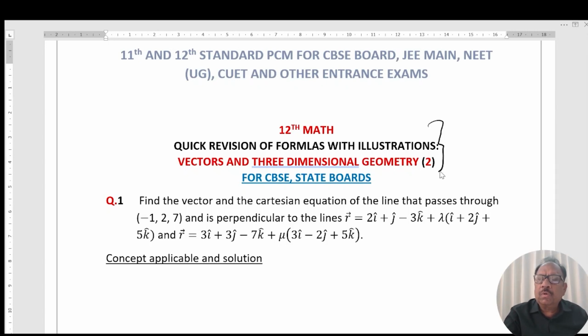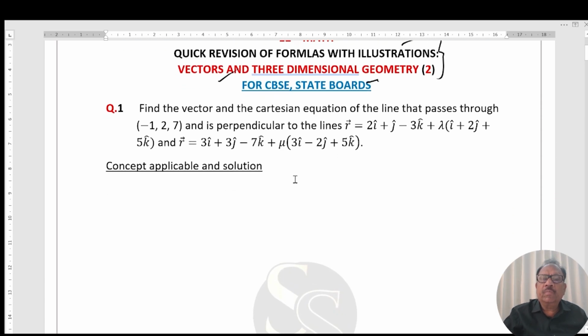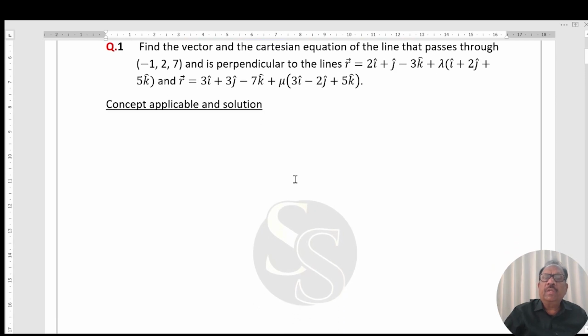In today's session of Vectors and 3D, I will revise the formulas with illustrations for the purpose of CBSE and state board. Question is, find the vector and Cartesian equation of the line that passes through a point. This is a passing point, and is perpendicular to the two lines.